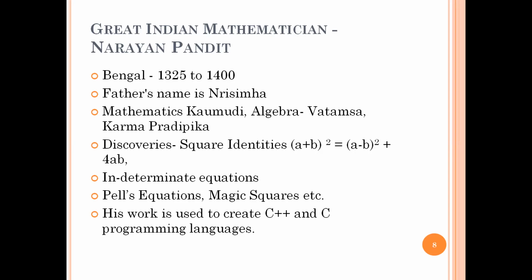It is not even made known in our school syllabus who discovered the square identities. It was Narayan Pandit. So we should be thankful to our great Indian mathematicians for such a great discovery. As I said earlier as well, higher mathematics like integration, derivatives, calculus was discovered in India, and the main contribution was made by the Keralian mathematicians. There was a great tradition of Jain mathematics in India as well.